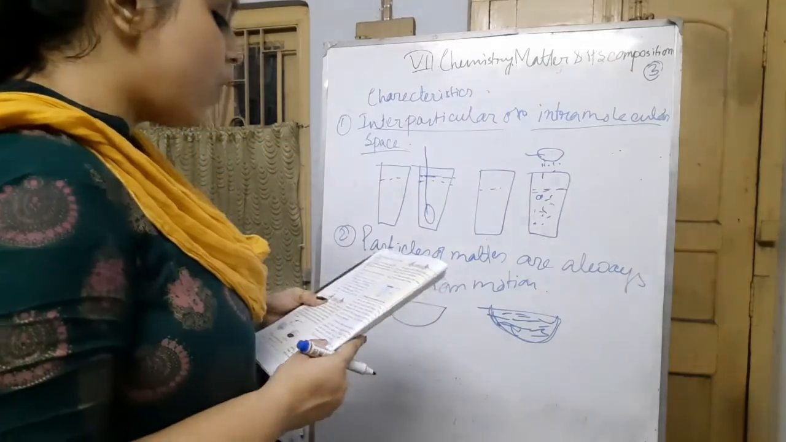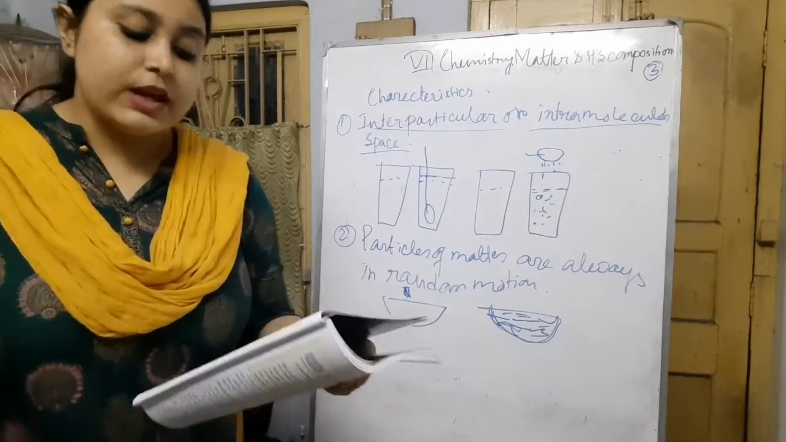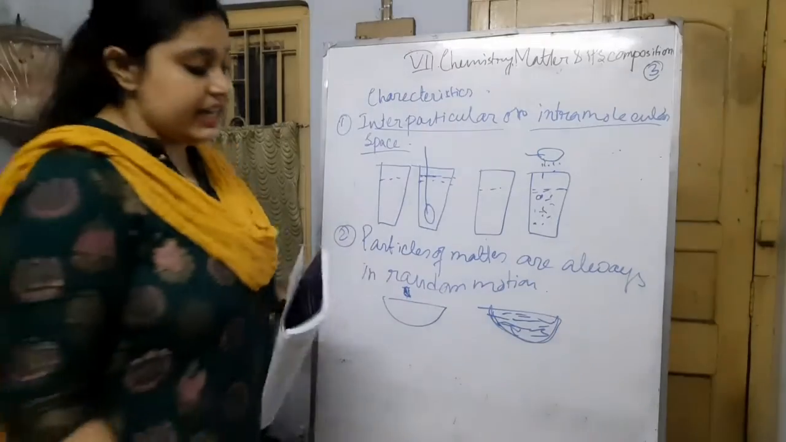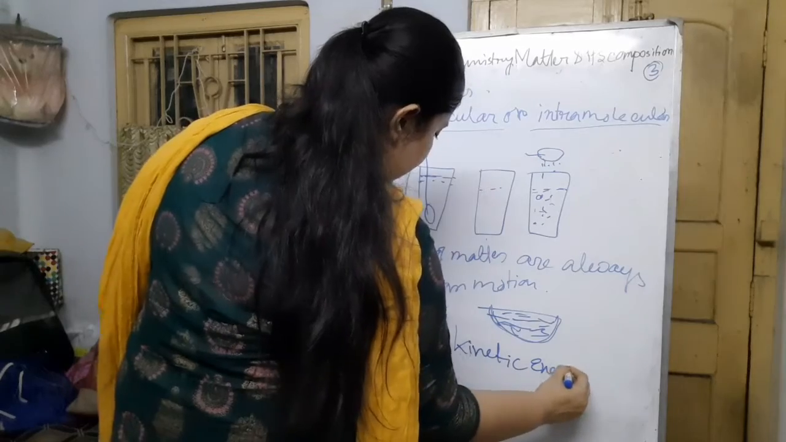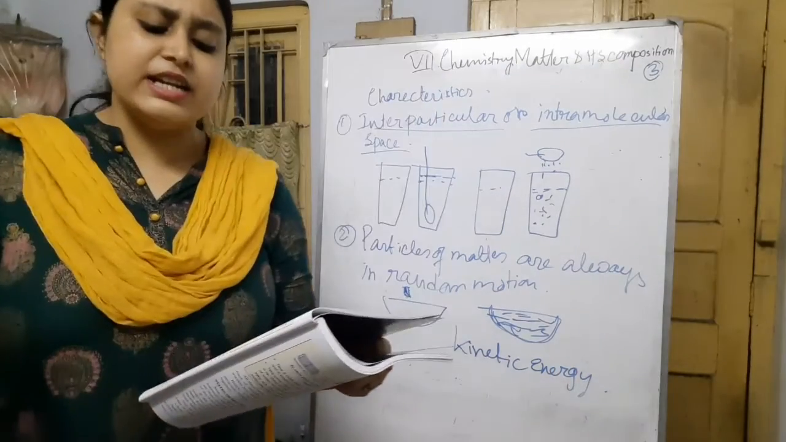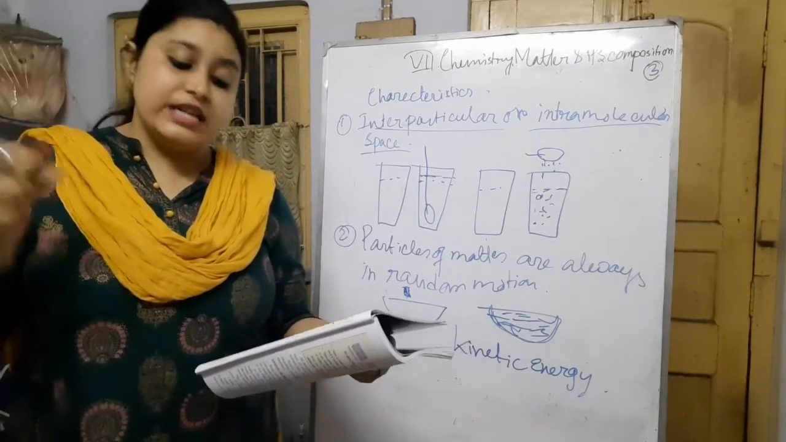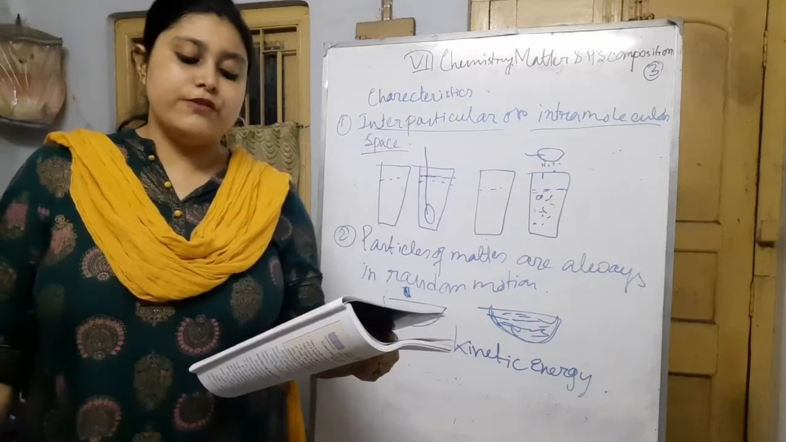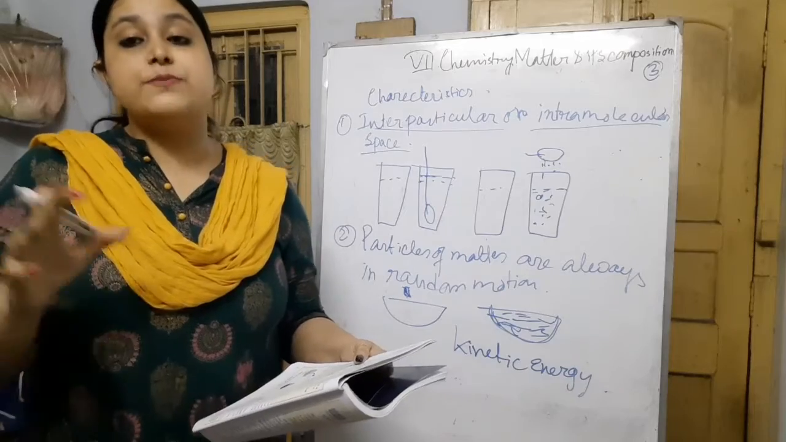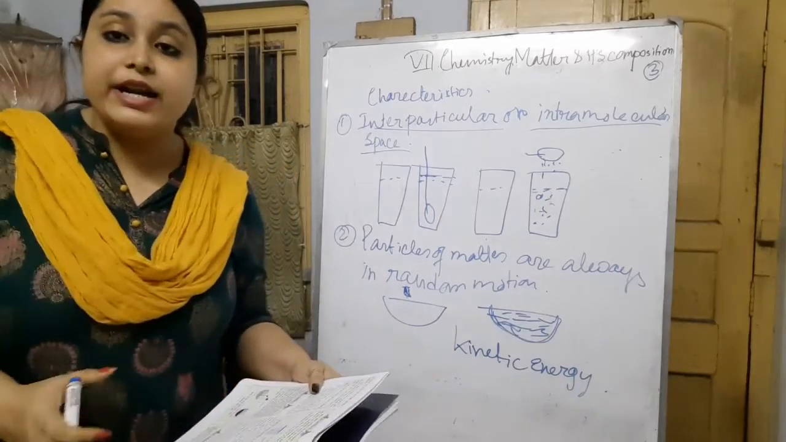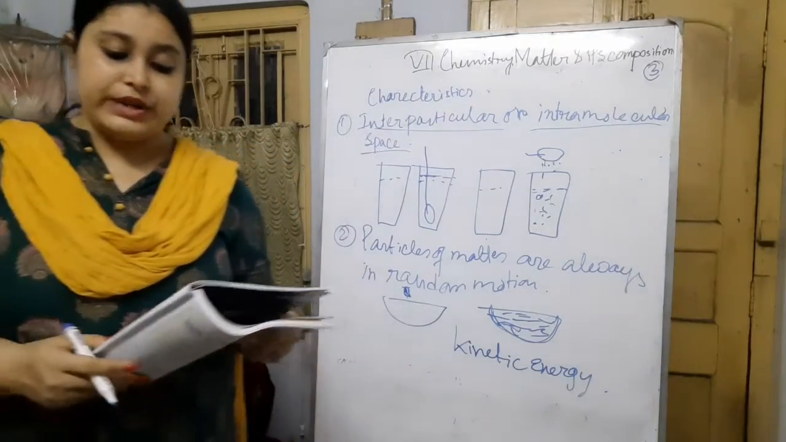So why do the particles move? This is because of kinetic energy. The kinetic energy increases with an increase in temperature and decreases with a decrease in temperature. So the motion of particles increases or decreases with increase and decrease of the temperature. It depends on the temperature. If the temperature increases, the kinetic energy will also increase.